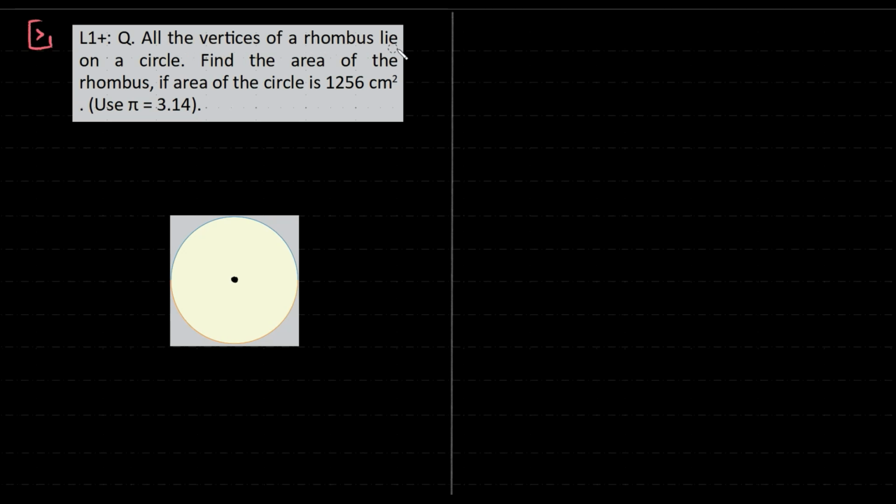All the vertices of a rhombus lie on a circle. Find the area of the rhombus if the area of the circle is 1256 centimeters square.